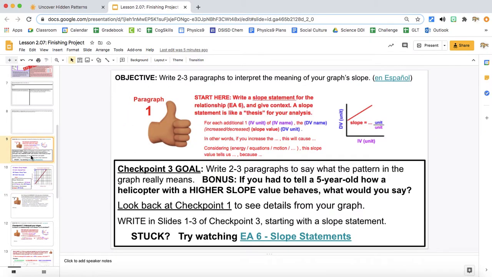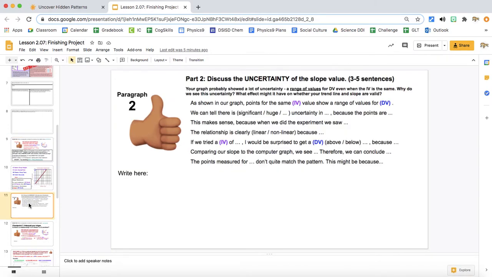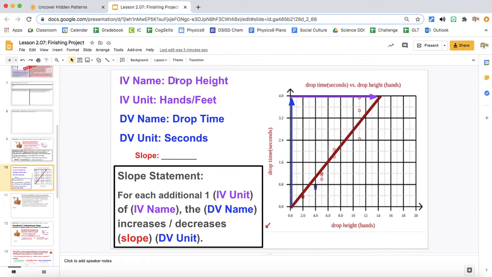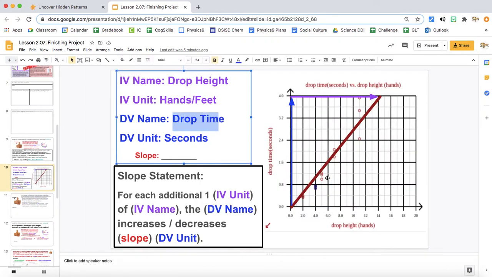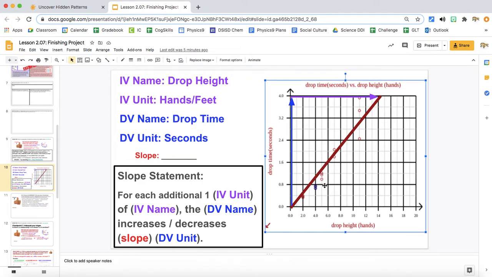When you have written a couple sentences, 2 or 3 sentences on paragraph 1, and these sentence stems are here to help you, try to write a couple sentences on paragraph 2 as well. As shown in our graph, points for the same drop height value show a range of values for drop time. If we look at this, points for the same drop height, like right here, all of these points are 5 hands of drop height, show a range of values for the drop time.